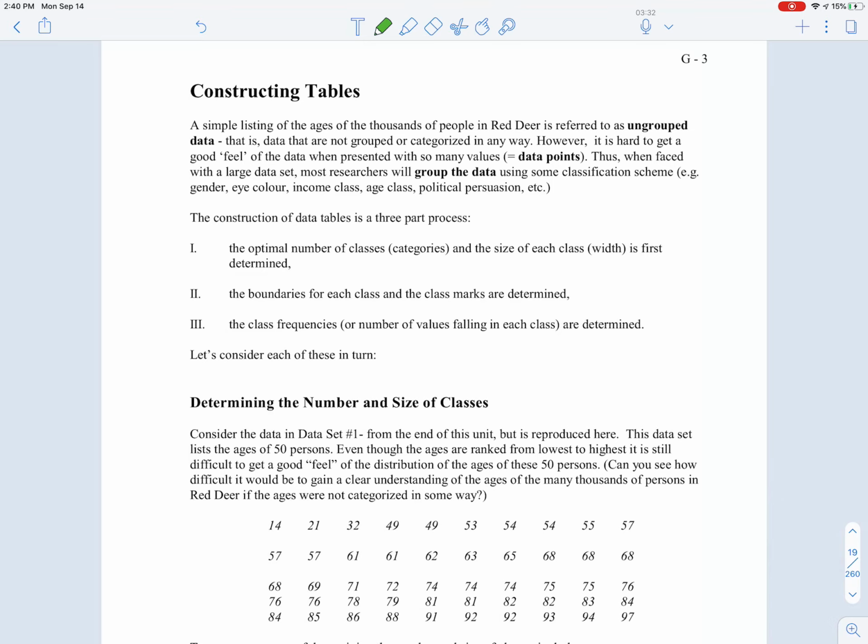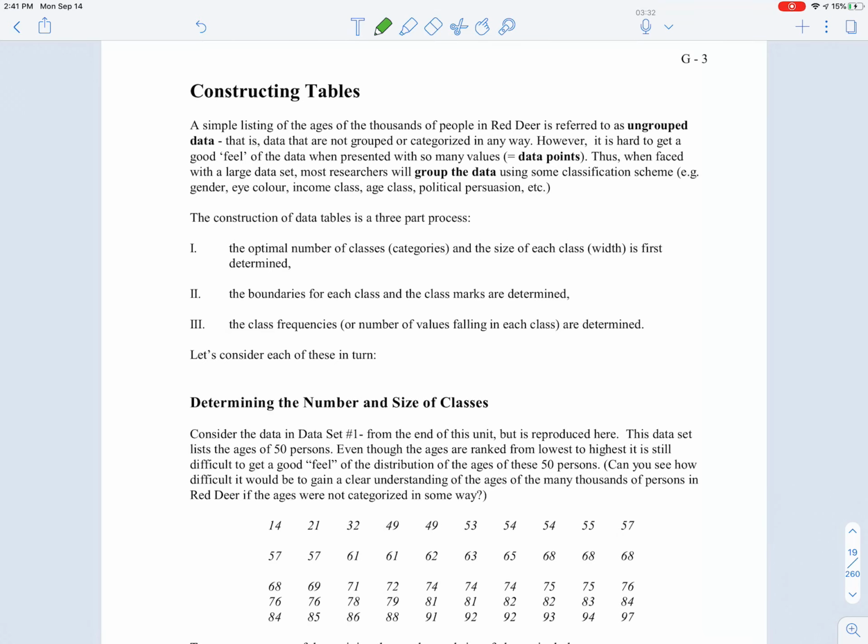So this will be pages G3 to, I think, about G7. Suppose we've got the following problem here. We've got a simple listing of ages of the thousands of people in Red Deer. That's referred to as ungrouped data. So let's say they're all in one column of a spreadsheet. The problem is that it's hard to get your mind around that, to get a good feel for that. And so what we do instead is we put the data into tables.